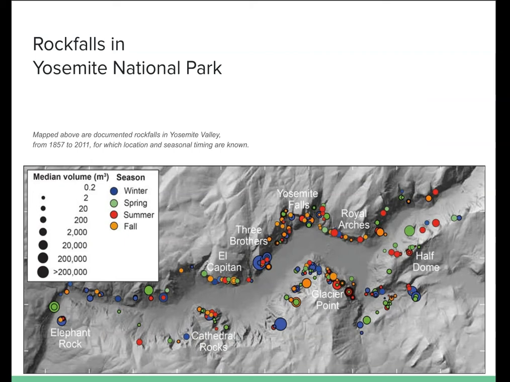But Yosemite is particularly prone to rock falls. So this is the documented falls from 1857 to 2011 when they know the timing. And you can see that these happened throughout all parts of the year, although some of the largest ones are more towards the spring and winter, which you can see there.